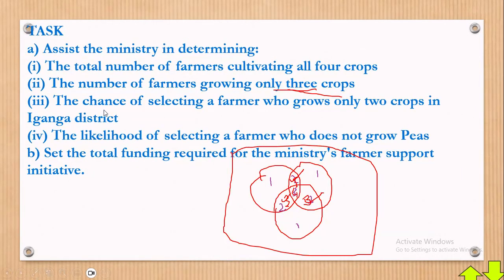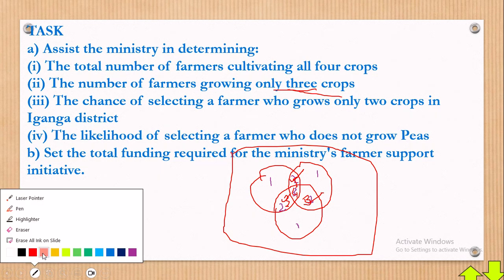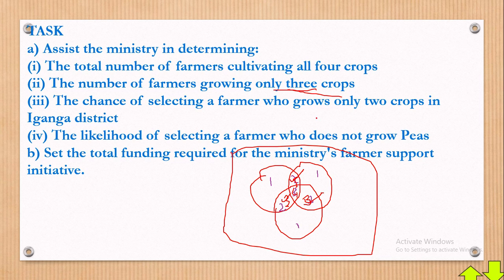Now remember number 3, the chance of selecting a farmer who grows only 2 crops. By the way, I explained here the chance of selecting farmers who grow only 2 crops. Now remember I told you that in the normal sets, since you have 4 crops here, where you see 1, now the 2 crops shall use this area, and that, of which in other set diagrams this will be one only. So you're going to consider this plus that plus that. Let's still go back there.